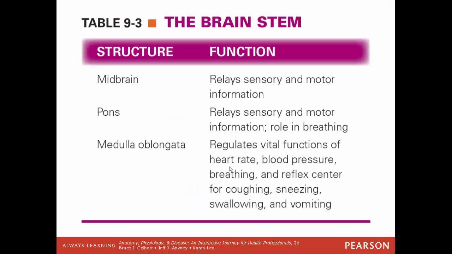Now here are the three structures of the brainstem and their main functions. These three together are collectively known as the brainstem, but there are three individual structures with different functions for each. The midbrain will relay sensory and motor information. The pons has a major role in breathing and also relays sensory motor information. And then the medulla oblongata is where you find the vital functions controlled: heart rate, blood pressure, breathing, and the reflex center for coughing and sneezing, swallowing, and vomiting also.